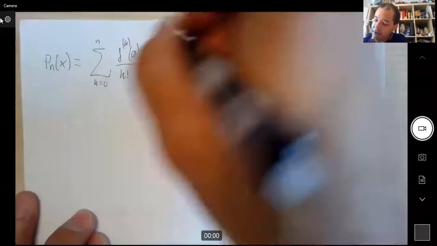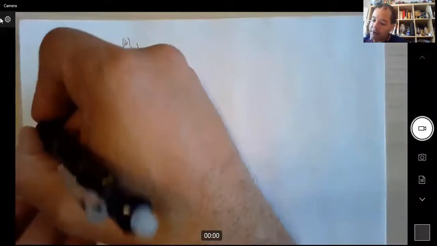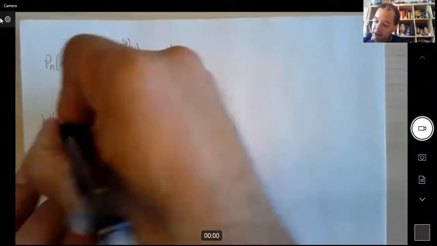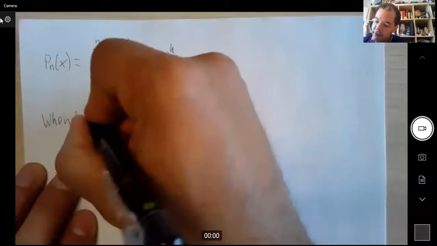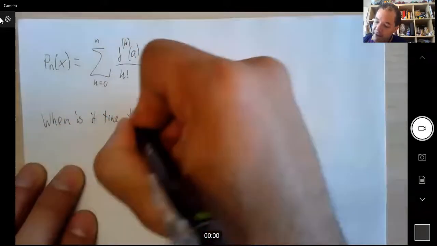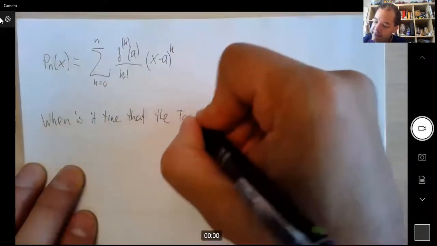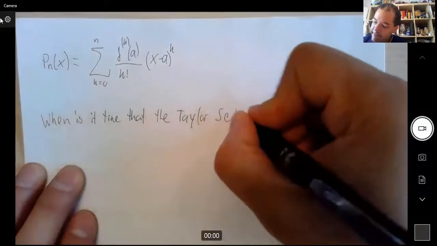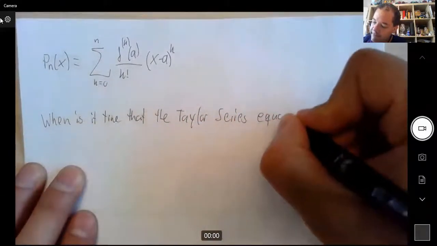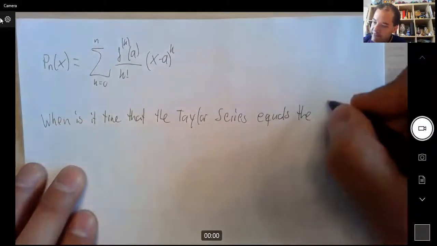So the question here is, when is it true that the Taylor series equals the function?